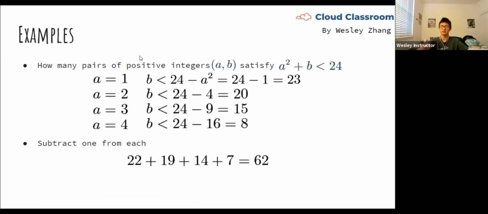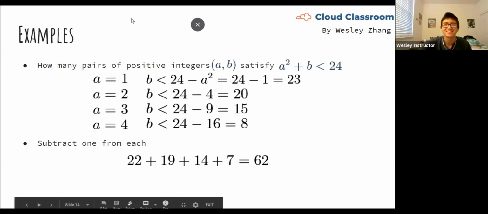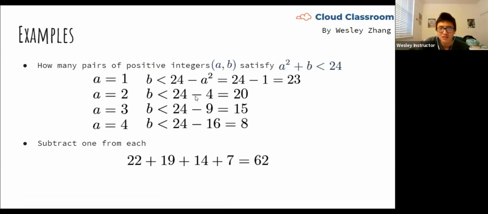Yeah, it is the weirdest island in the world. So there are 62 possible pairs of positive integers that satisfy this inequality.